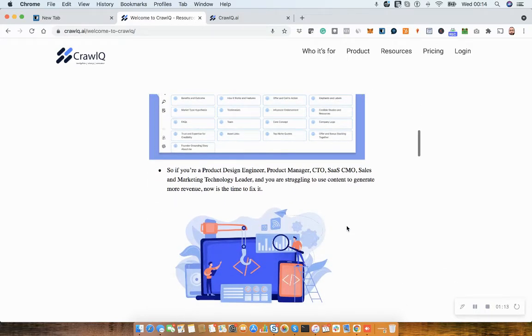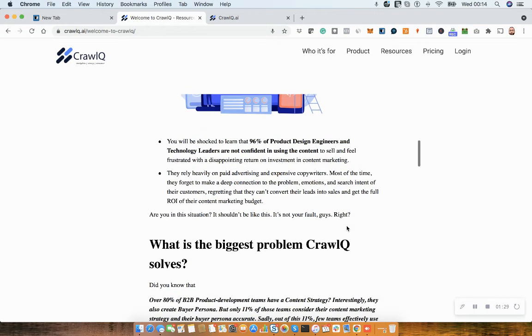So, guys, if you are a product design engineer, product manager, CTO, SaaS CMO, sales and marketing technology leader, and you're struggling to use content to generate more revenue, now it is time to fix it.